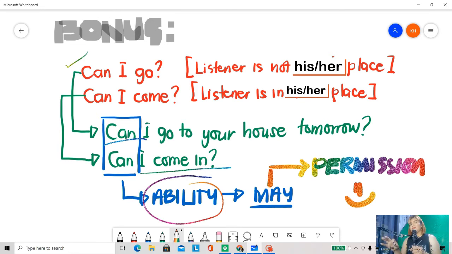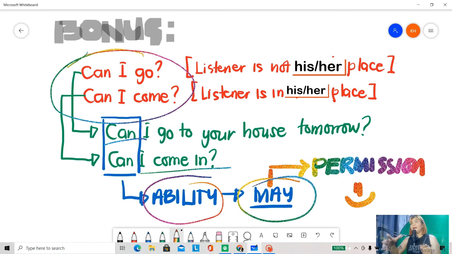Now, if your intention is that you're asking for permission, which in the case of can I go and can I come, they are asking, they are inquiring, no, they are requiring permission. The better modal or verb to use is not really can, but instead may. Okay? So, again, if you saw your best friend in the mall, and then you are asking for her or his permission to allow you to go to his or her place, the better expression is, may I go to your house tomorrow? So, we will simply change can with may, because the answer may be a yes or a no.